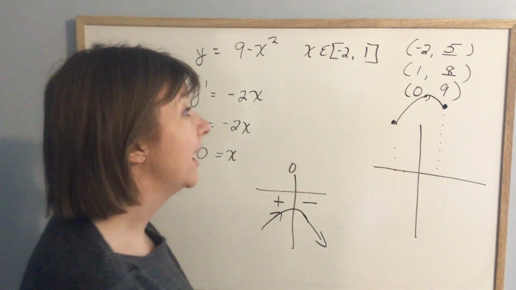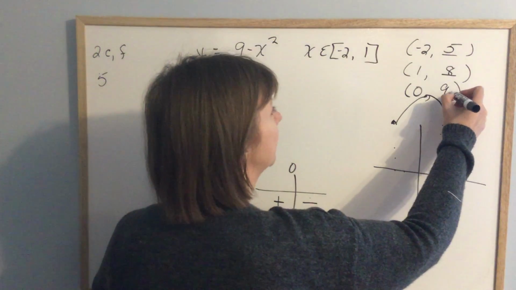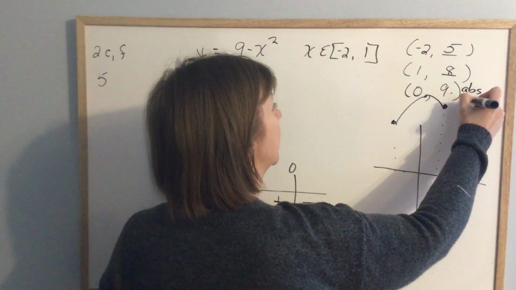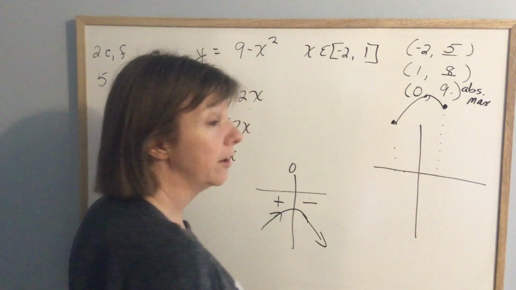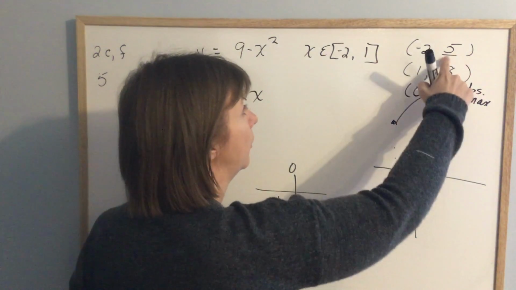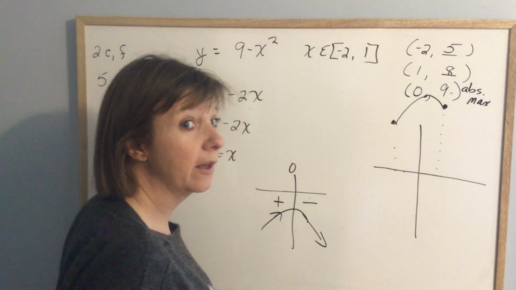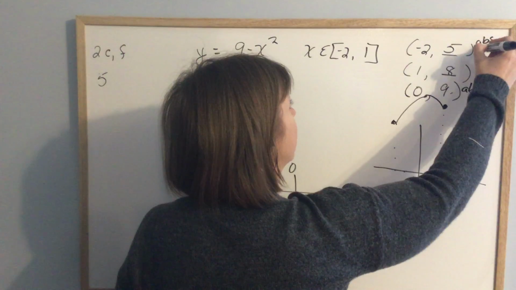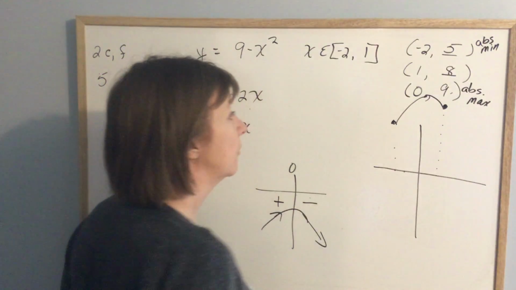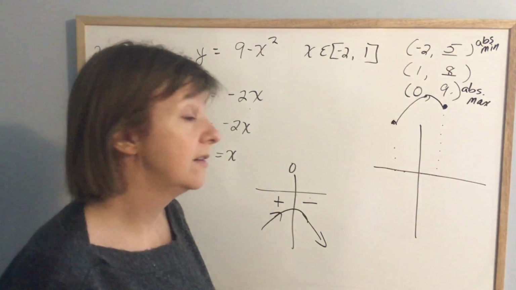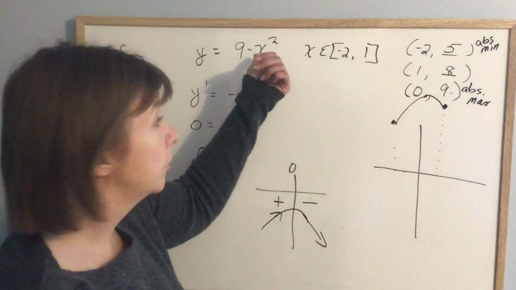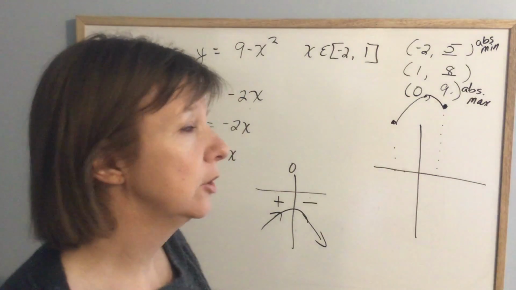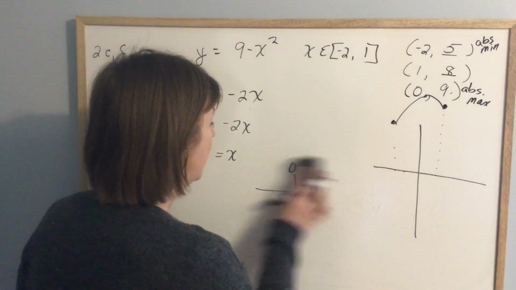So what is my absolute max? 9 is the biggest number here, so that is the absolute max. What is the absolute minimum? Well, 5 is, because that's the lowest y value I have. So that's the absolute minimum. So maybe you're making the mistake that I did. Maybe when you're picking a number, you're putting it back up into here and not into your derivative. Check that. Could be your problem. Certainly was mine.